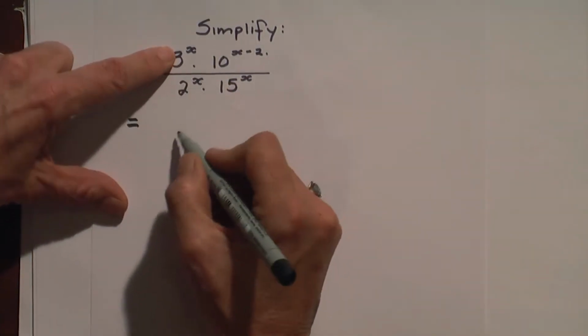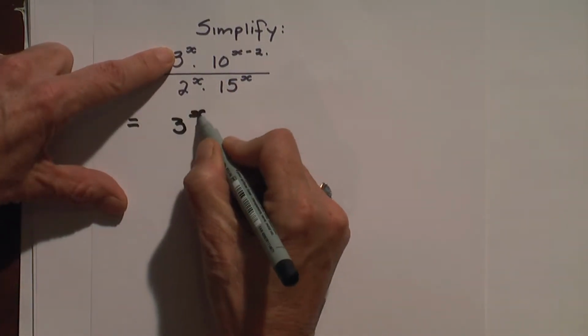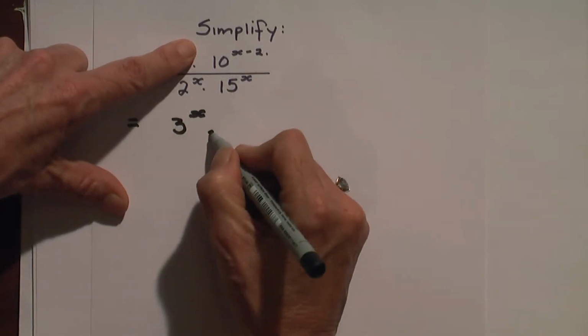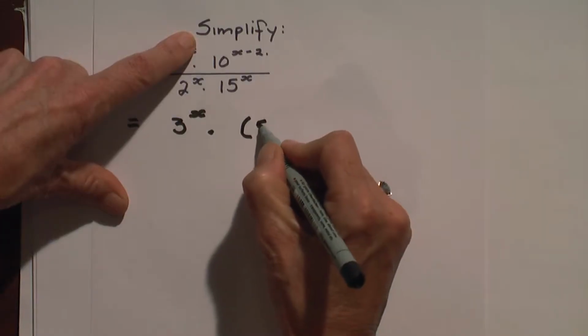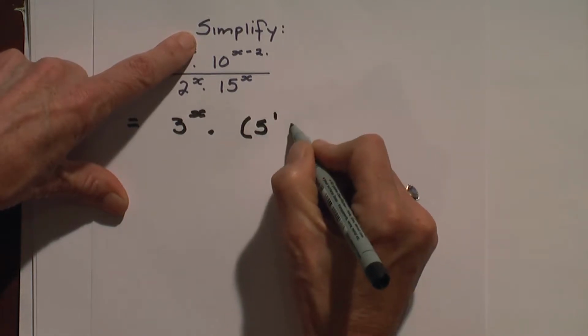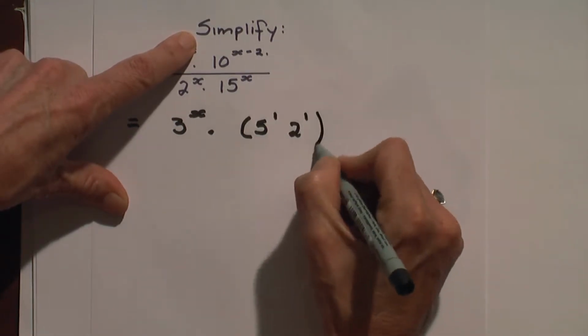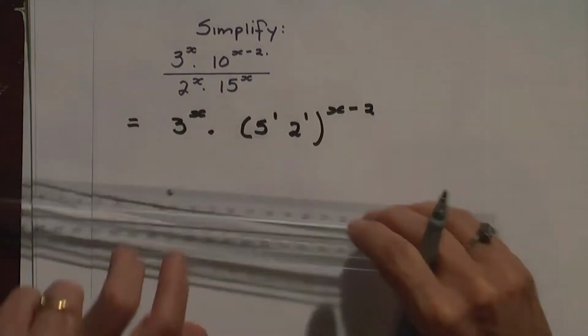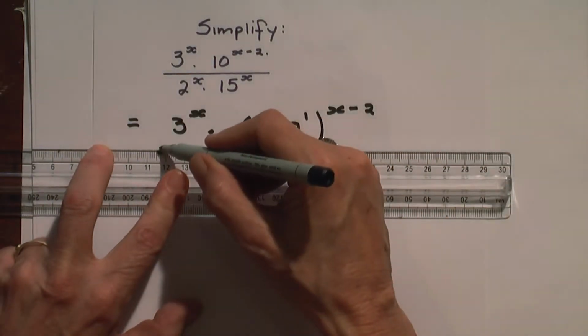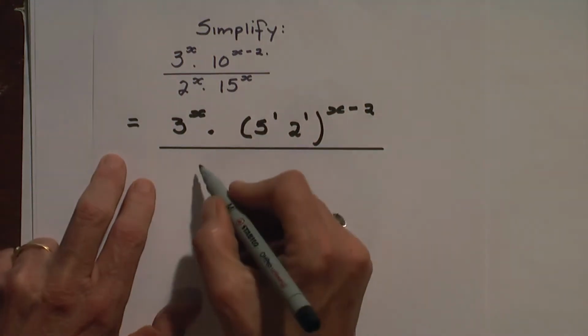And what have I got here? 3, I'm happy with. 3 to the x multiplied by, now, what is 10? Prime factors. So I'm going to write it as 5 to the 1 times 2 to the 1, all to the x minus 2. Now this 1 and that 1 is clearly not needed there, but I'm putting it there to remind you you've got to use that power rule. Okay, so now let's carry on. 2, I'm happy with. 2 to the x.